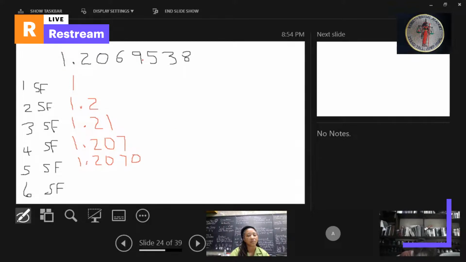Now for the sixth significant figure, we're going to put the 1, the decimal point, the 2, 0, 6, 9, 5. Since the number beside the 5 is 3, we're not going to add anything because it's less than 5. So it's just going to stay like that.